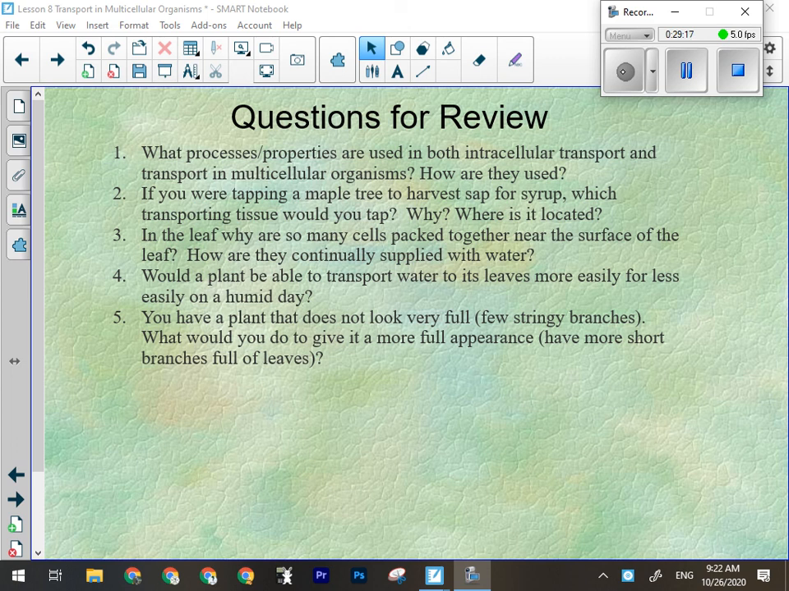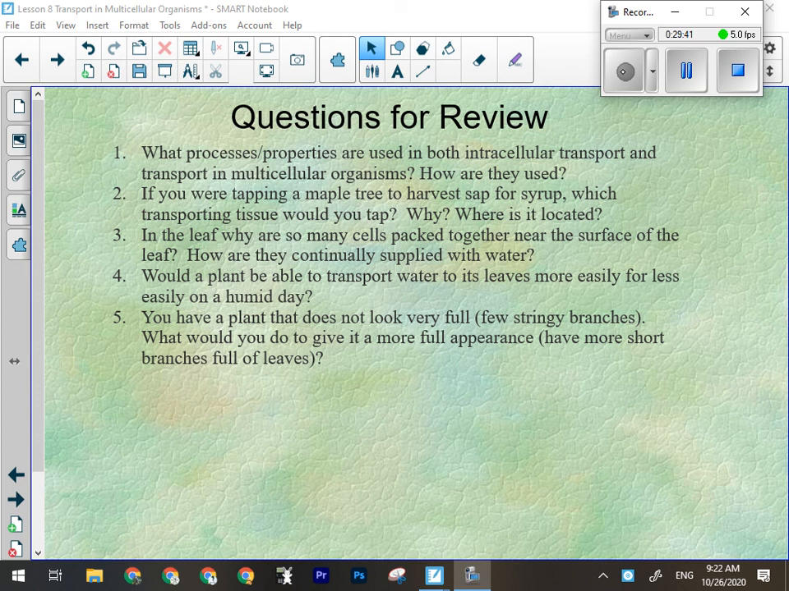Okay, for number 4, would a plant be able to transport water to its leaves more easily, or that's supposed to be or less easily, on a humid day? If the plant doesn't need to consume energy in the first place to move it, shouldn't it not make a difference? It makes a little bit of difference.